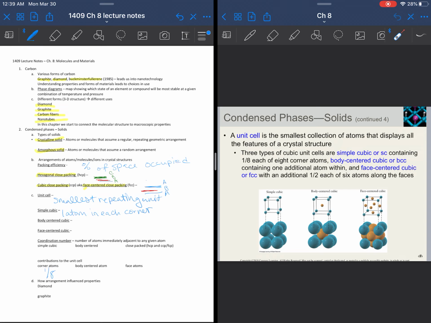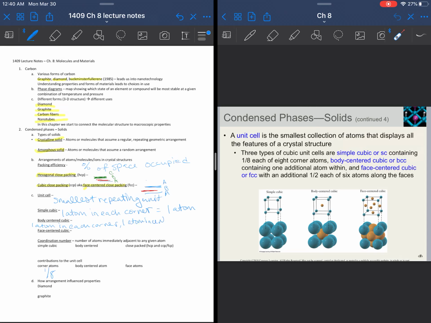So when we think about the simple cubic, within this box right here, there is one atom, because you have 8 atoms, each contributing 1/8 of itself into that box. When we look at body-centered, it is going to be much like simple cubic. You have one atom in each corner.